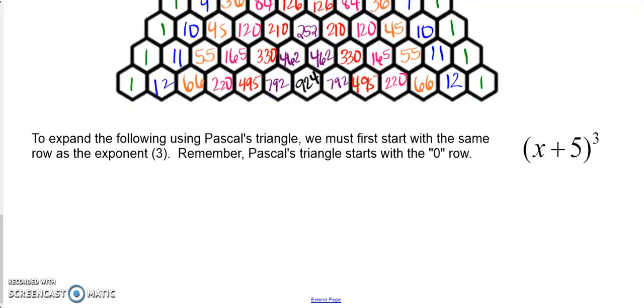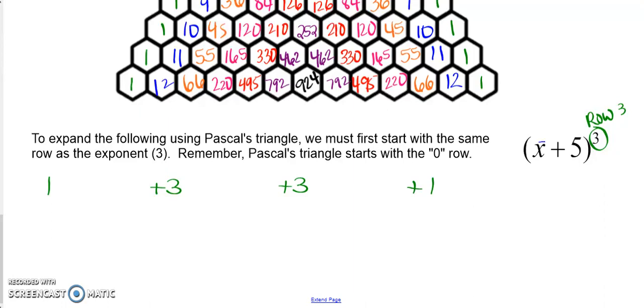So let's come down and let's look at a worked out example together. We'll start kind of easy. So x plus 5 to the third. So let's take row 3. And color coding is going to really help you guys here. So row 3, 1. Watch how I'm going to leave a big gap. Plus 3, plus 3, plus 1.